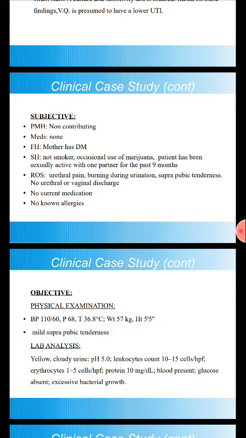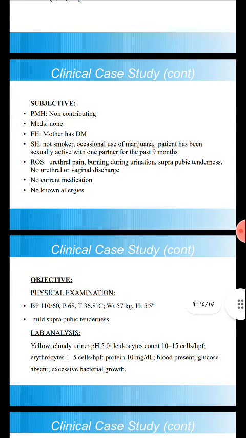Then we go for the subjective. She has no as such past medical history. She is not taking any medicines. Her mother has diabetes mellitus, so that comes under the family history. The social history is that she is not a smoker. She occasionally uses marijuana, and she is sexually active, and she has had one partner for the past 9 months.